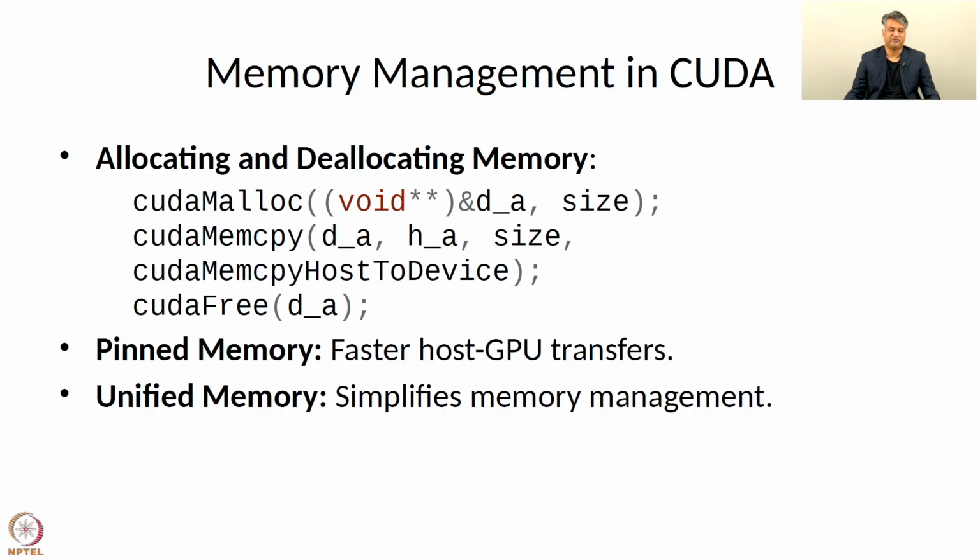Because you're programming on a separate physical device, you have to physically do memory management. You need to allocate memory using the CUDA malloc function. Deallocation is done using the CUDA free function, and you need to explicitly copy data using the CUDA memcpy function, which is bidirectional. You can do CUDA memcpy from host to device, and the same function can be used to do CUDA memcpy from device to host. You can do tricks like pinned memory for faster host GPU transfers. And if we have unified memory, this simplifies memory management.